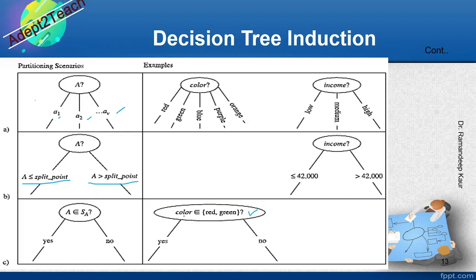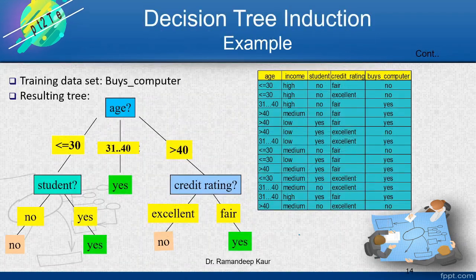The third category is when you have sets in the condition statement. For example, we say that color should belong to either red or green. So the output can be binary: 0, 1, yes, no, true, false. If your color belongs to either red or green, then your output will be yes. If your color does not belong to red or green, maybe some other color, then your output would be no.